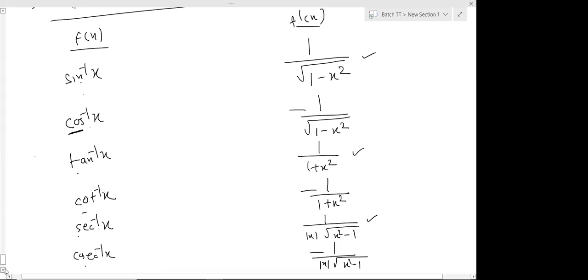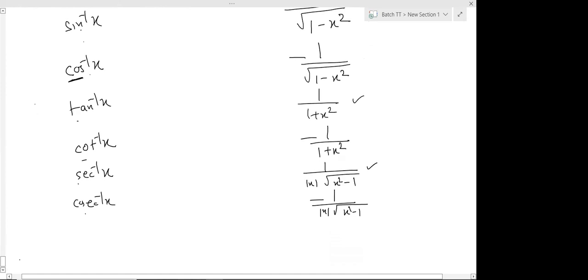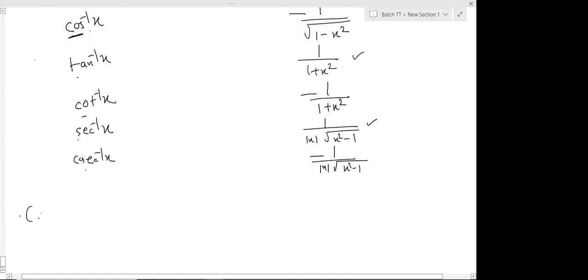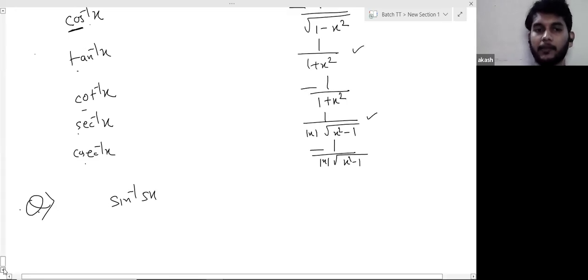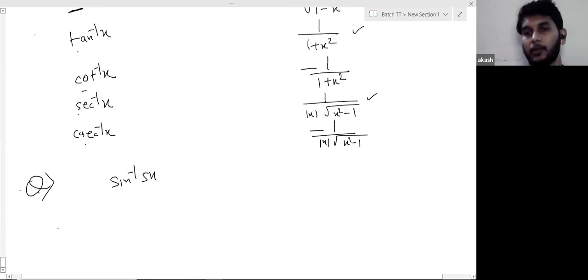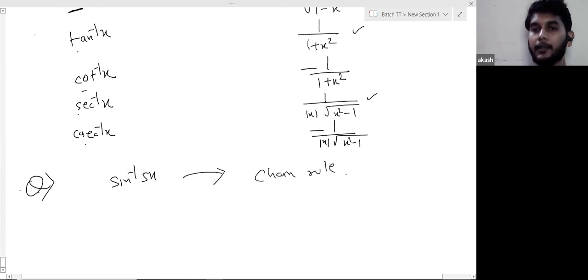All right, let's solve one question. If you have sine inverse 5x, they will not give you direct questions. Obviously, they will not ask you what is the differentiation of sine inverse x, because you know the direct formula. But if you have sine inverse 5x, the first thing we need to know is this is going to be a question of chain rule, right, Sahil? Right, sir.